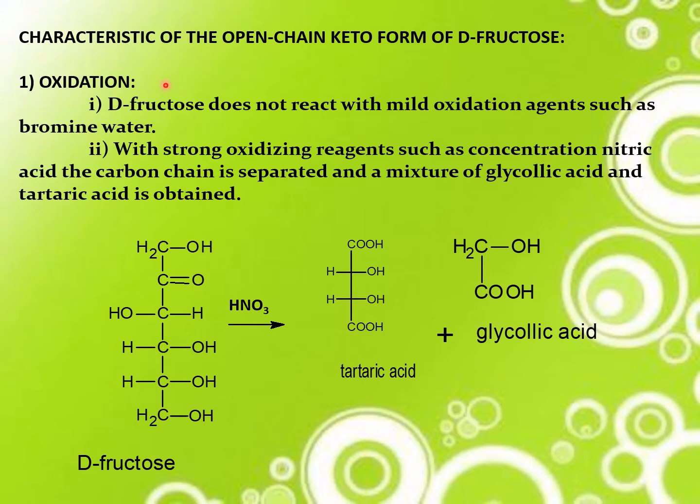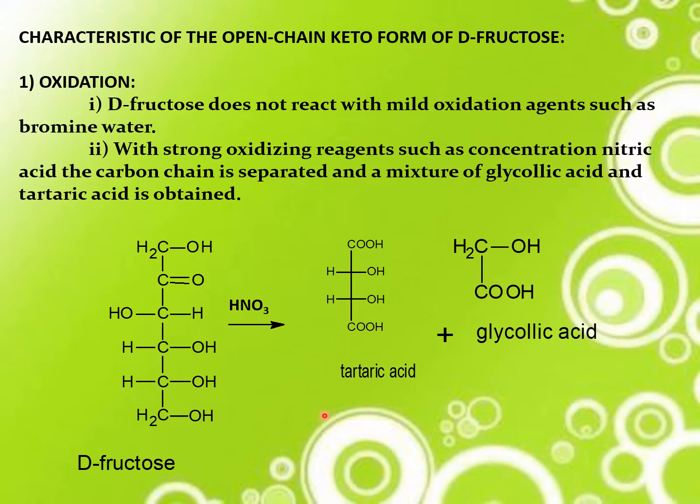First one is the oxidation reaction. D-fructose does not react with mild oxidizing agents such as bromine water. D-fructose will not react with bromine water, which is a mild oxidizing agent, because it does not contain a CHO group, aldehyde group, because only a C=O ketonic group is present in D-fructose. With strong oxidizing reagents such as concentrated nitric acid, the carbon chain is separated and a mixture of glycolic acid and tartaric acid is obtained.